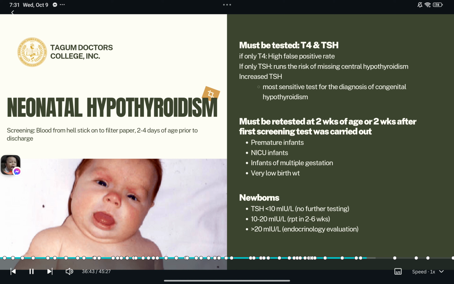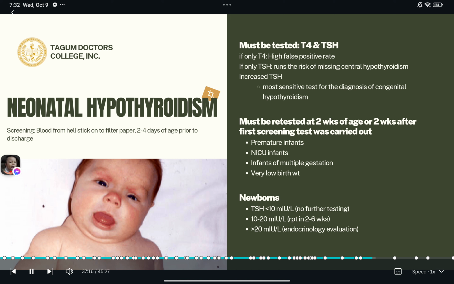If increased naman ang TSH nato when testing for the T4 and TSH, so this is the most sensitive test for the diagnosis of congenital hypothyroidism. And if makita nato na siya, pag maabot na ang results sa ato ang newborn screening, it must be retested at 2 weeks of age or 2 weeks after the first screening was carried out. And usually ginabuhat ni siya for premature infants, NICU infants, infants of multiple gestation, and those that have very low birth weight.